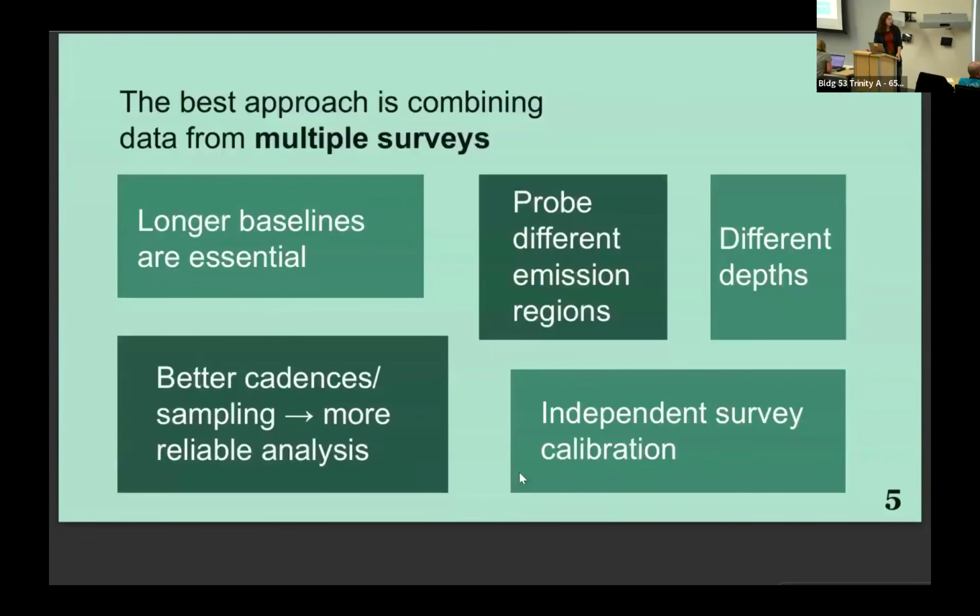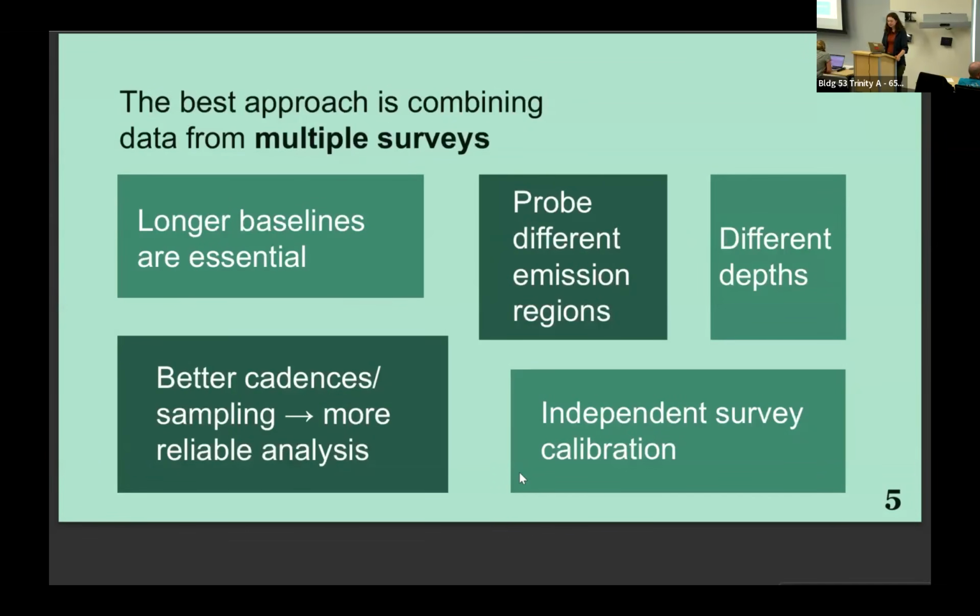I'm arguing the best approach to do this is combining data from multiple surveys, not just Rubin, primarily because longer baselines are really, really critical for detecting changing look AGN. Rubin hasn't been around that long, so we don't have that much time to work with in terms of detecting changing look events. So using data from prior surveys is almost necessary to do a good sweep of changing look events.